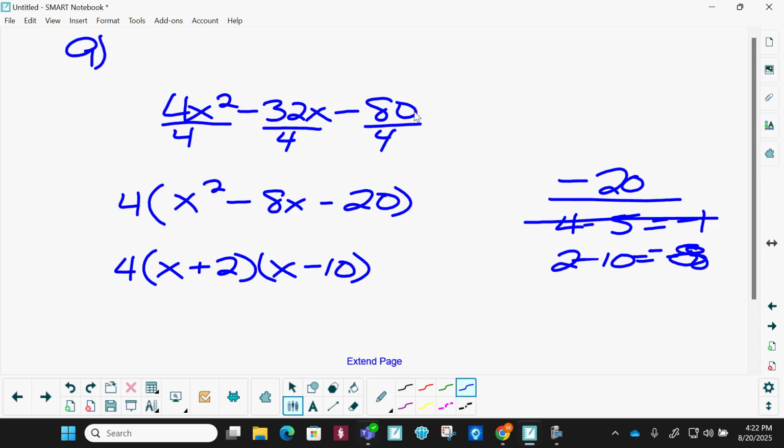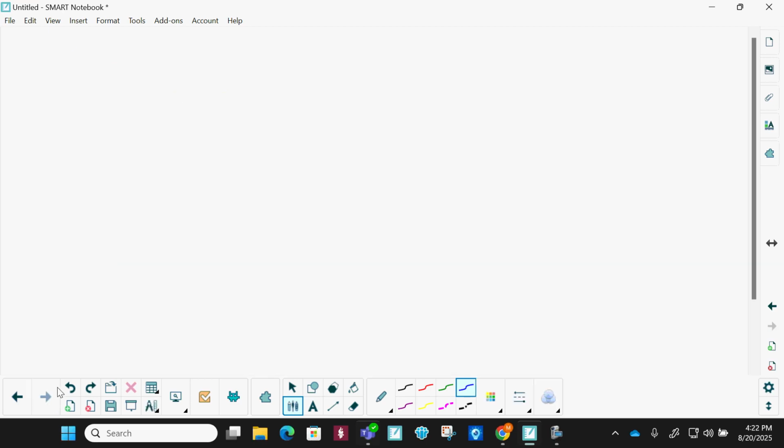Okay, so now I'm going to go on to the back. Let's see. I'm looking at some fun ones we can do. Okay, I don't know. Let's do 13. I like 13. 4a squared minus 12a minus 112.